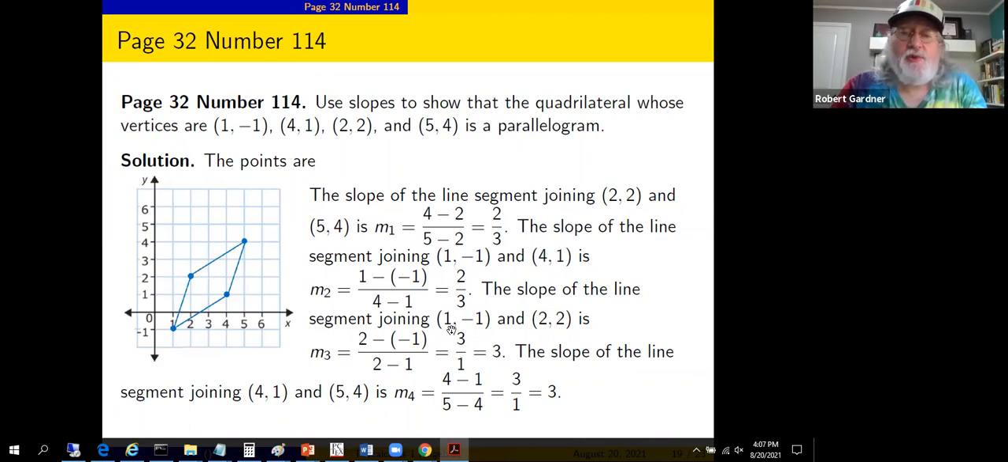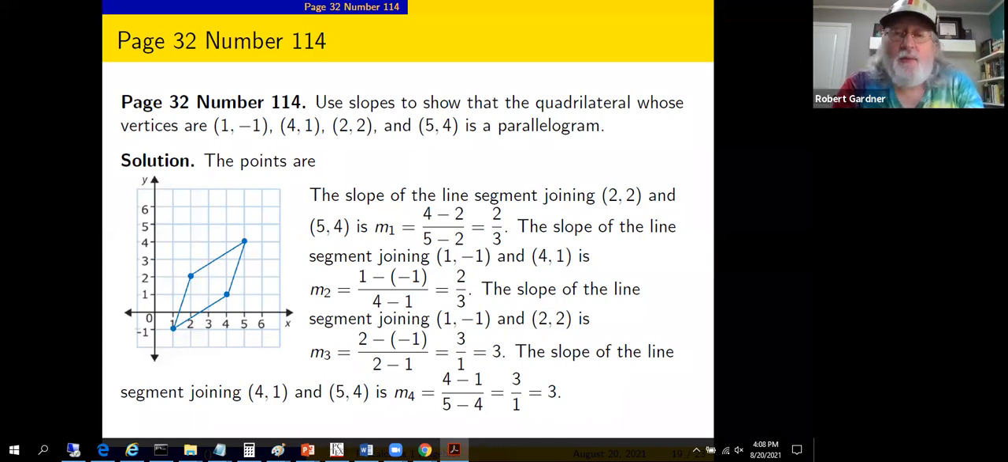The slope of the line segment joining 1, -1, and 2, 2. That would be this line segment. You get the idea, use the slope formula, we find a slope of 3. Does that make sense? You rise 3 and run 1. Yeah, it makes sense. Same thing happens here, right? Rise 3, run 1. Formally, the slope of the line segment joining 4, 1, and 5, 4, this one, is, do the computations, it's also 3. So these two line segments are parallel as well because they lie on lines with equal slopes.